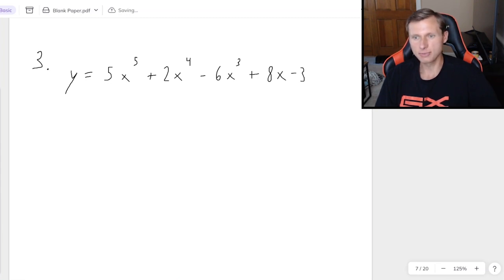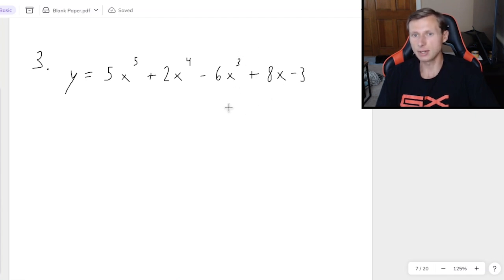Y equals 5x to the fifth plus 2x to the fourth minus 6x cubed plus 8x minus 3. So I just want to mention one quick thing for this one. I purposely left out an x squared. It jumps from x cubed to x.